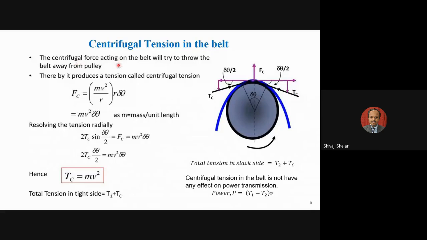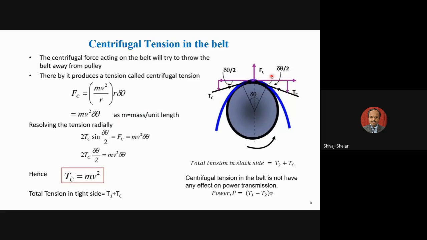The centrifugal force acting on the belt will try to throw the belt away from the pulley. That I explained right now. Because of it, a tension is produced called centrifugal tension, Tc. To determine Tc, you can write down the formula for Fc. The centrifugal force is equal to mv square by r into the length, which here is r d theta. So r will get cancelled out. The centrifugal force of that small element is equal to mv square by d theta.